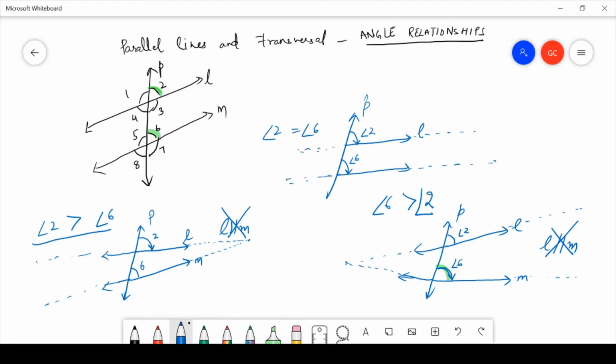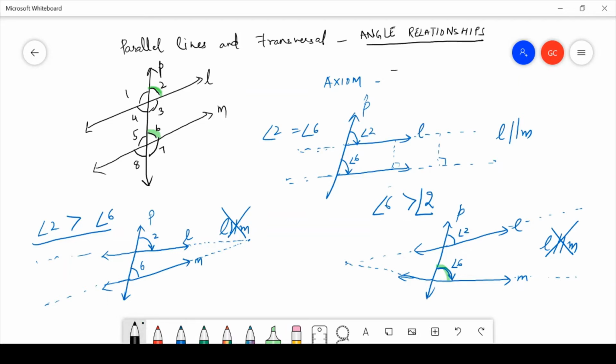not coming closer, not going further, which means the distance between them is going to be the same at all times, which means L is going to be parallel to M. Okay, L is going to be parallel to M, and this is a very intuitive understanding, and that's why mathematicians call it an axiom. And this is called the corresponding angles axiom for parallel lines and a transversal. And here we have an axiom with us. This axiom can be stated in this way.